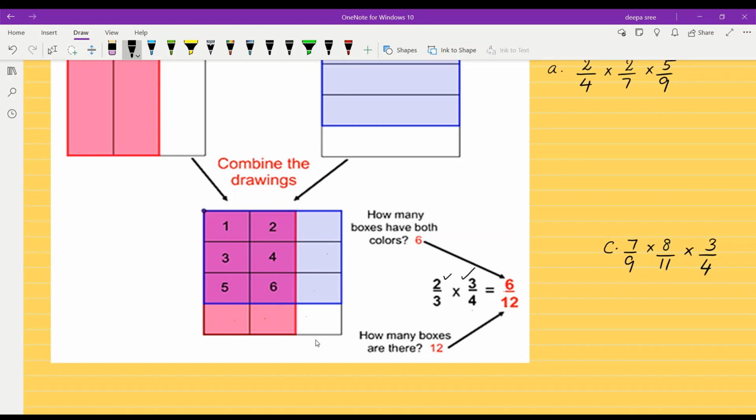From the figure we are getting, if we multiply the numerators separately and the denominators separately, we are getting the same fraction. So how many boxes are in both the colors, that is the numerator, and how many boxes are there in total, that is the denominator of the product.